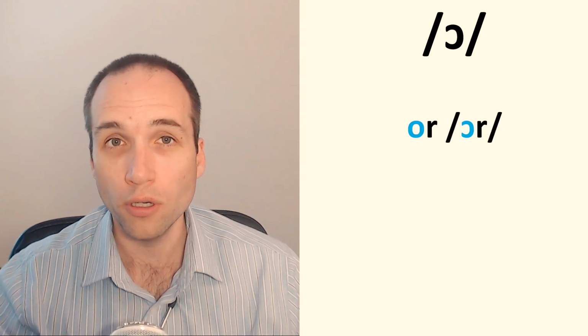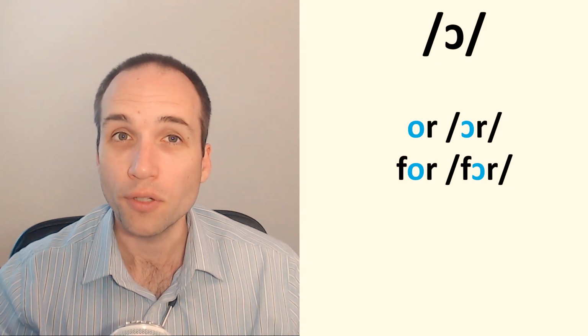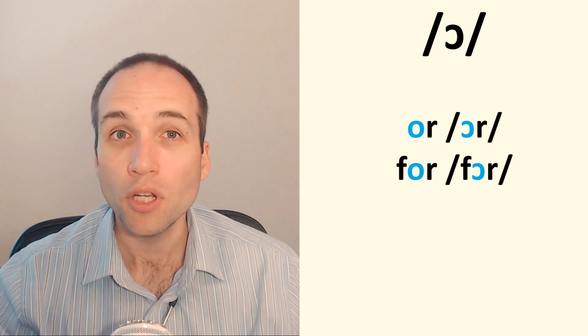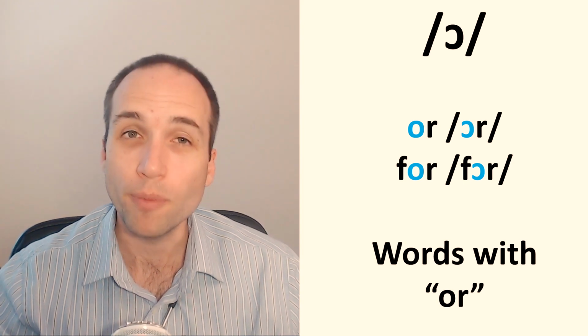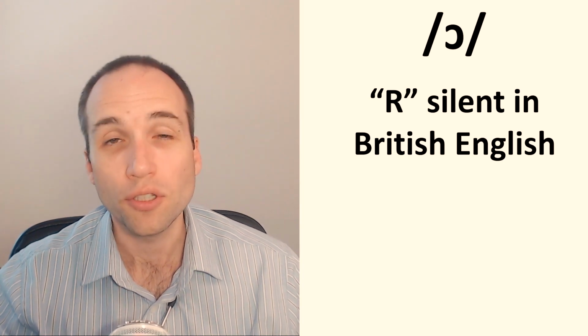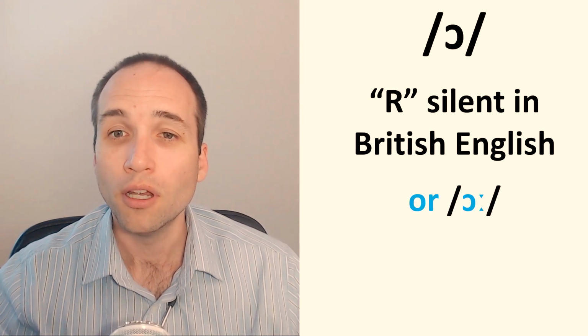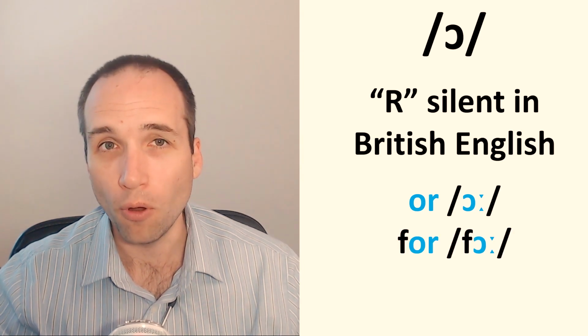This symbol is for the O sound, which is very similar to the O sound in Spanish. We use it in words such as or and for. You can see that it's very common with words that have OR in them. Remember, in British English, the R is not pronounced usually after vowels. So these words would sound like this: or, for.